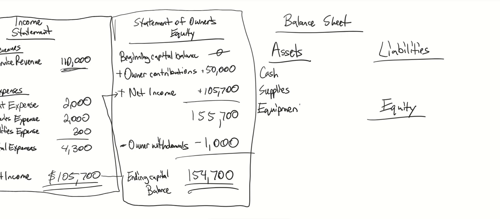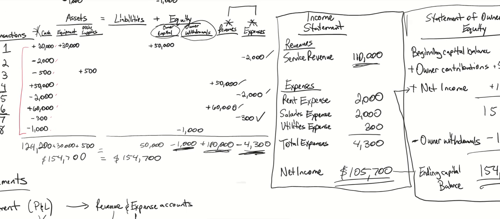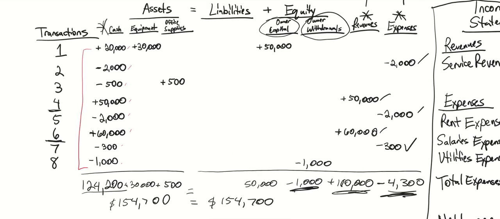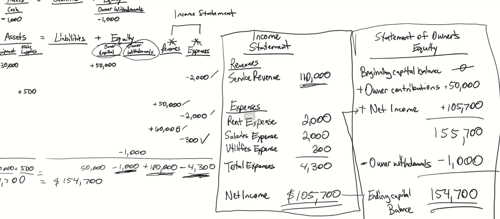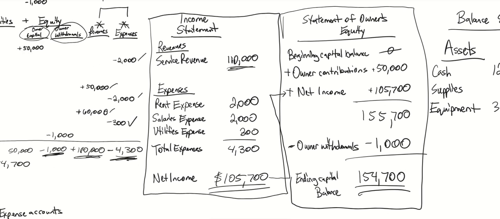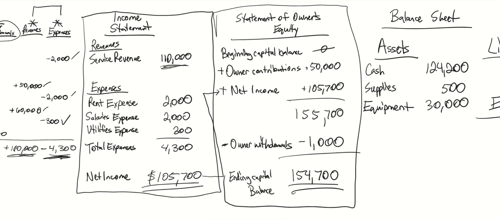All right, so cash came out to be 124,200. Let me zoom in so you can see this. Equipment came out to be 30,000. Office supplies came out to be 500. So I got to see if I can remember that. All right, cash was 124,200. Supplies was 500, and equipment was 30,000. I think I was right now. I can use office supplies or supplies as the account name. It doesn't matter. Just know that it is an asset. And let me just double check and make sure. Yeah, I did remember this correctly.